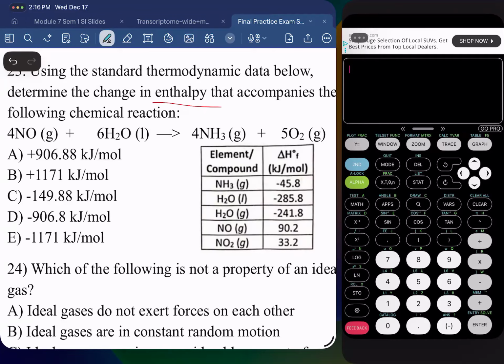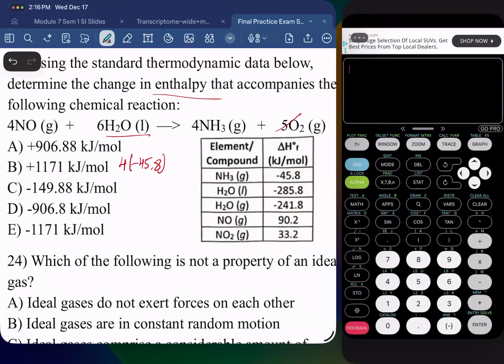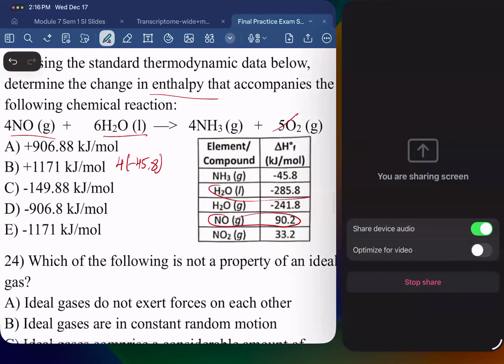So with the products, we don't have any oxygen because oxygen is an element. Oxygen is naturally found in nature, so there's no delta H formation of that. So all we have to do is 4 times negative 45.8, right? So that's the products. And then for the reactants, we have water liquid and nitrogen monoxide gas. So we have to use this one and this guy.